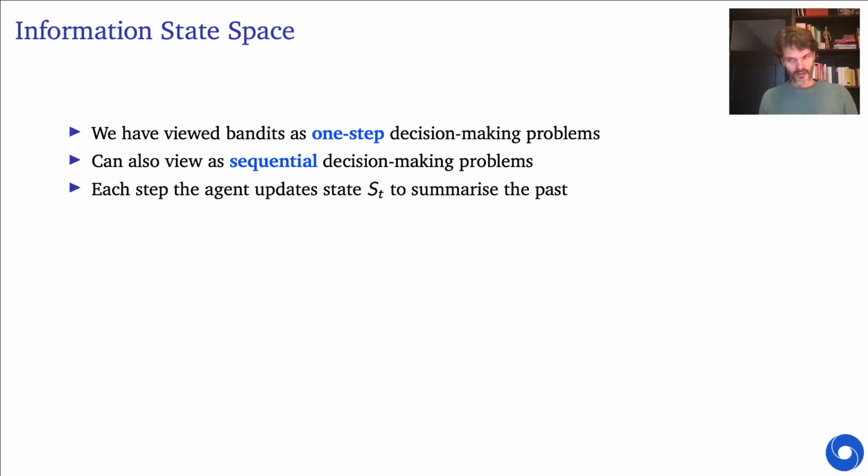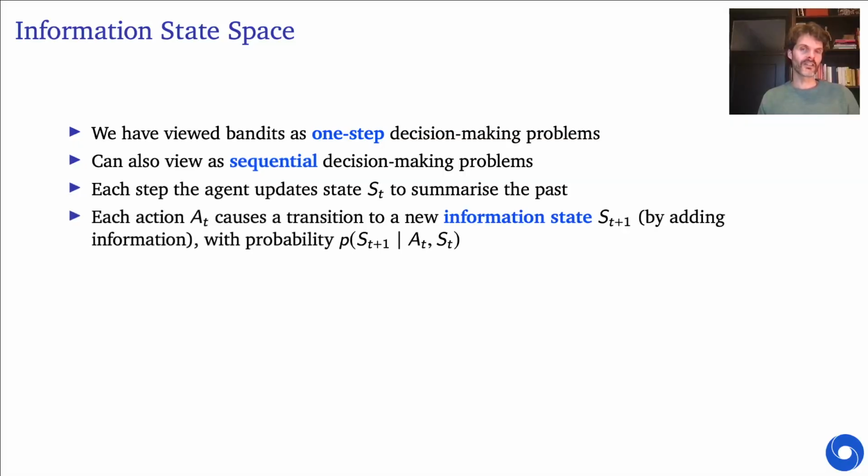But instead of reasoning about the environment state as being the sequential part, the thing that makes it sequential, we're going to talk about the internal state of the agent. So at each time step, the agent updates some internal state to summarize its past. This state does not need to contain anything about the environment, because the environment doesn't have any additional information, but it should contain something about the rewards and the actions that the agent has taken.